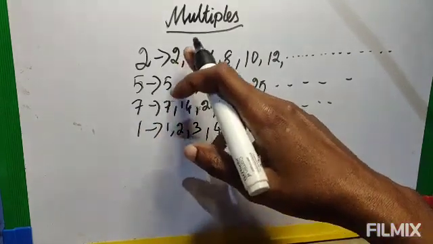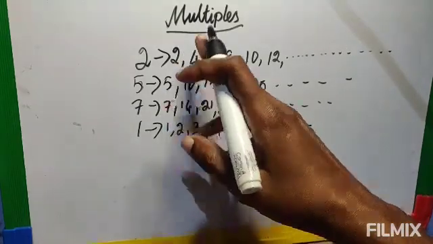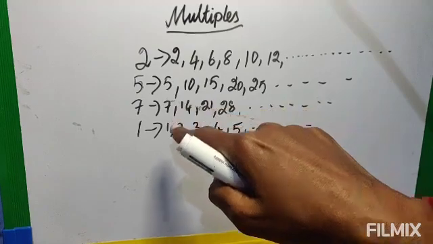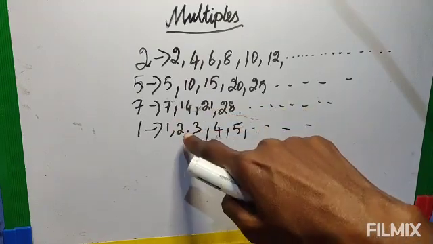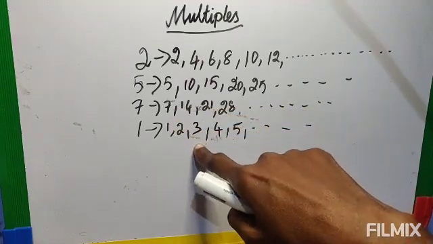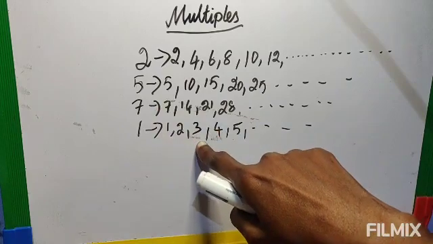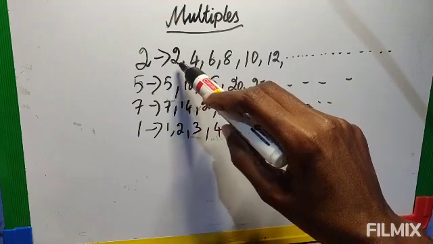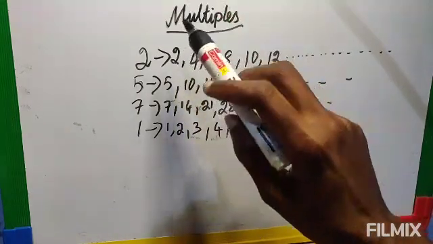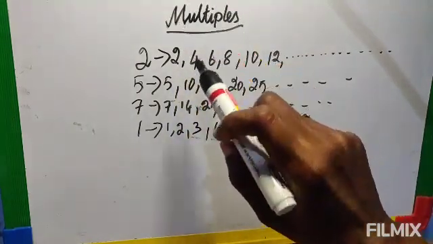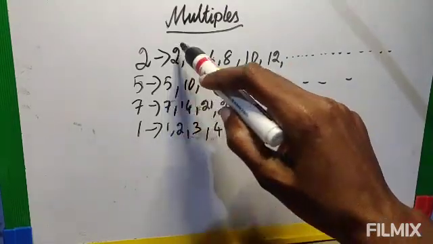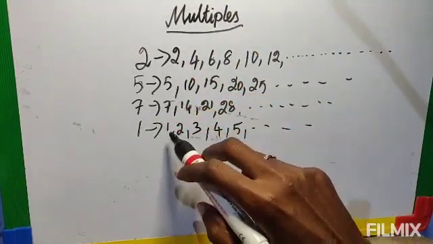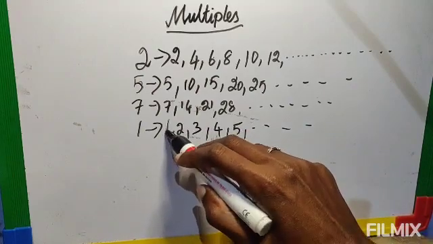Again, every number is a multiple of itself. Understand the difference? Every number is a multiple of 1. Again, every number is a multiple of itself, because it starts with the number itself. And every number is a multiple of 1.